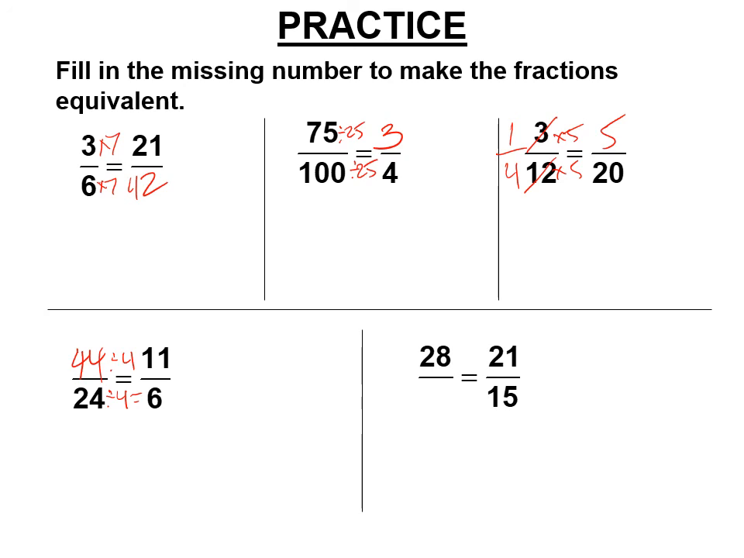28 doesn't go down to 21/15, so we're going to simplify this. Divide by 3 and you get 7/5. Oh, 28 divided by 4 makes 7. So what divided by 4 makes 5? 20 divided by 4 makes 5.